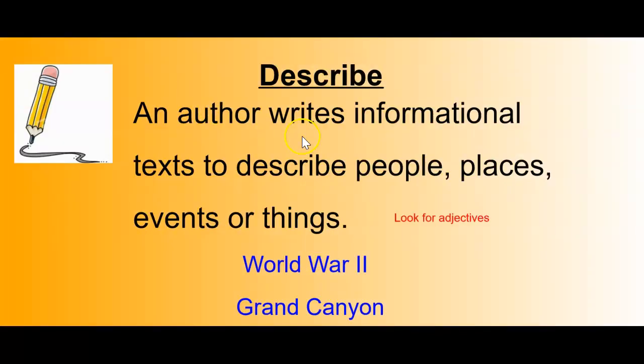An author also writes informational texts to describe people, places, events, or things. Remember to look for describing words or adjectives. An author might write to describe World War II or maybe the Grand Canyon.